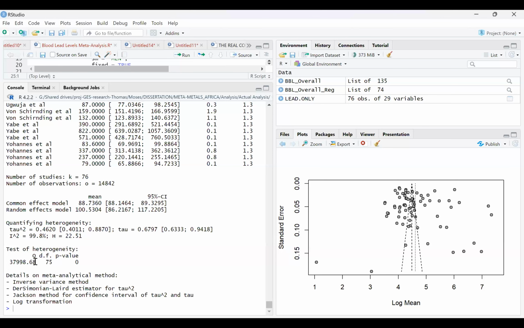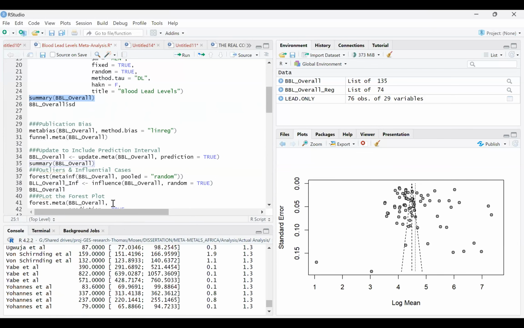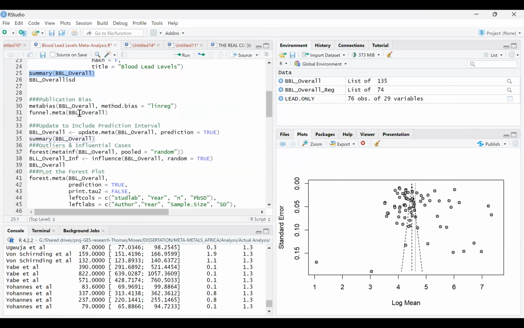I last mentioned the Q test, which is here: 37,998.68, degree of freedom 75. I once mentioned it, 76 minus 1. And then a p-value of 0, which means 0.000000. Which means that there are statistically significant variances in our studies, and we need to explore where the significant differences are coming from. Subgroup analysis and all those things may be necessary. Then I can decide to assess publication bias.